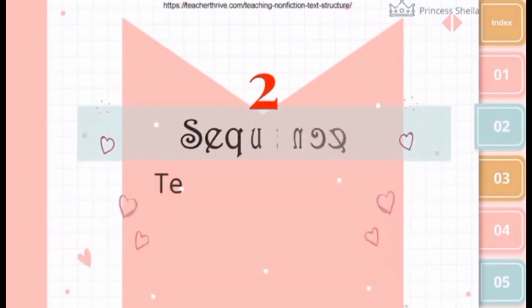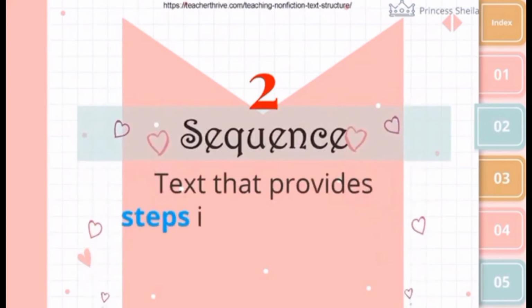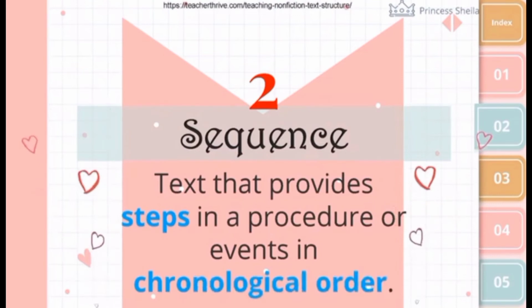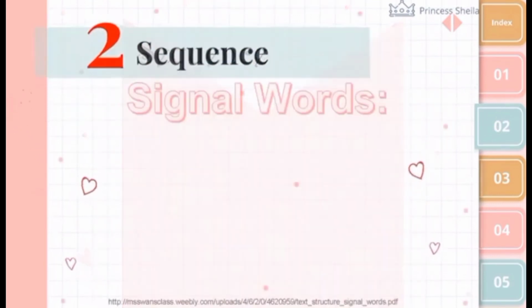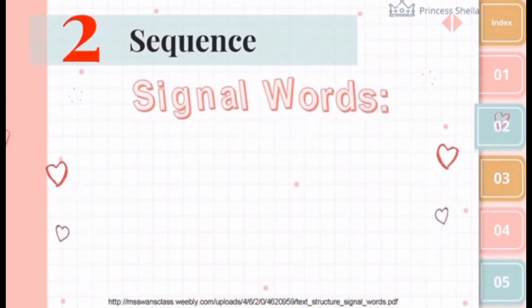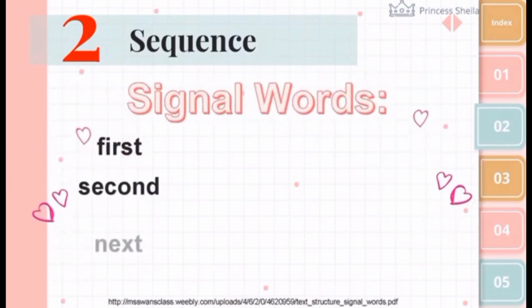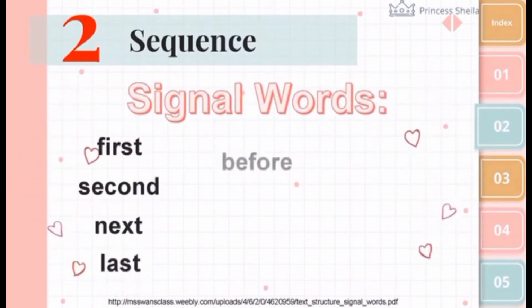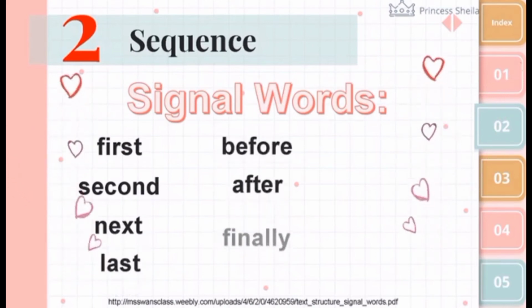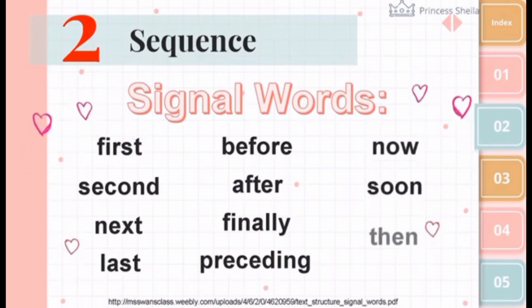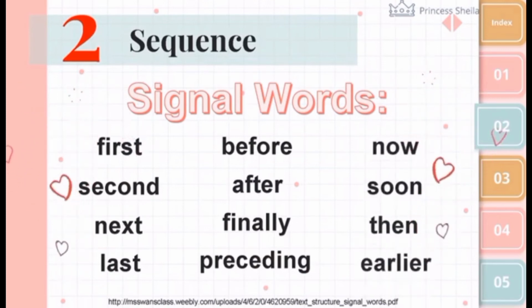Second is sequence. It is a text that provides steps in a procedure or events in chronological order. Authors show us that a text is written in sequence by using words like first, second, next, last, before, after, finally, preceding, now, soon, then, and earlier.